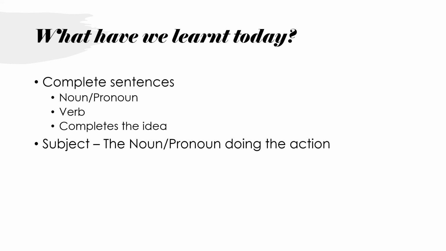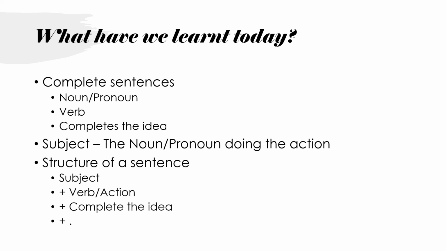And finally, what did we learn? We learned about the structure of a sentence. So what makes the structure of a sentence? We have a subject. This is followed by the verb or the action. This is then followed by a part of the sentence which completes the idea. And finally, we put a full stop. So this is in summary what we learned in class today. If you are unable to understand any part of the sentence, please watch the video again.